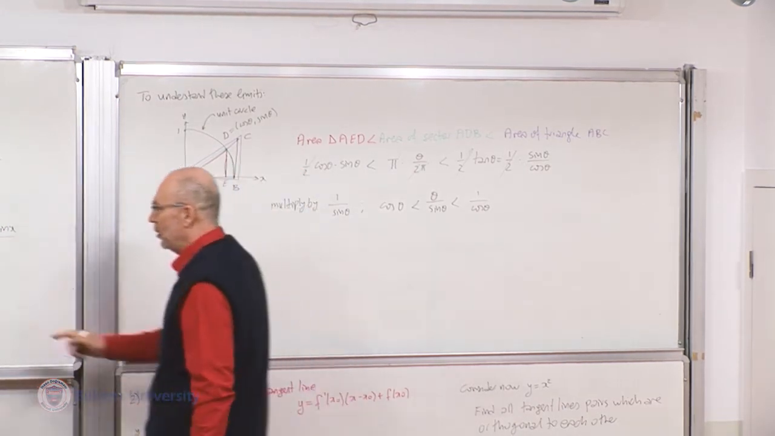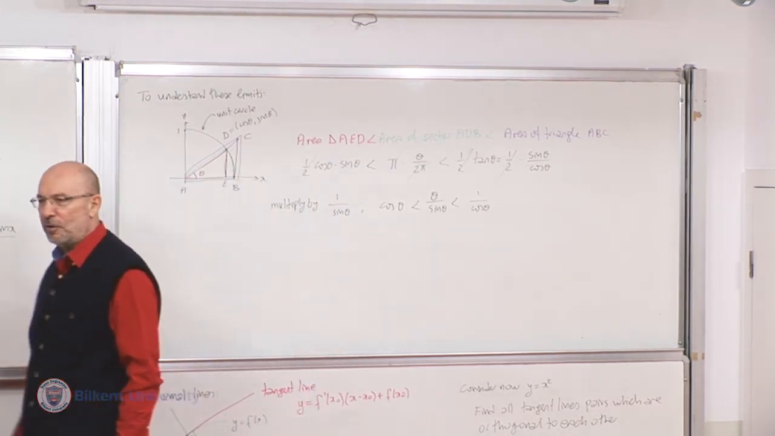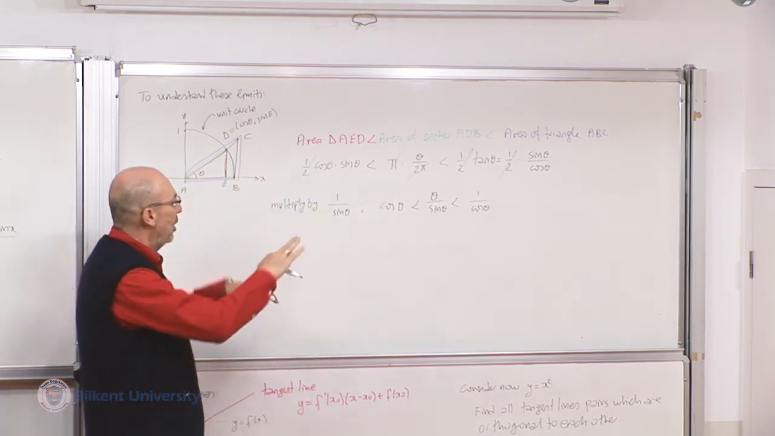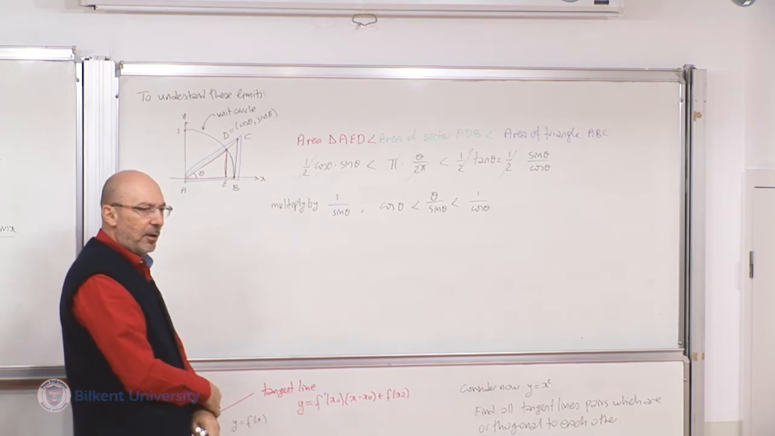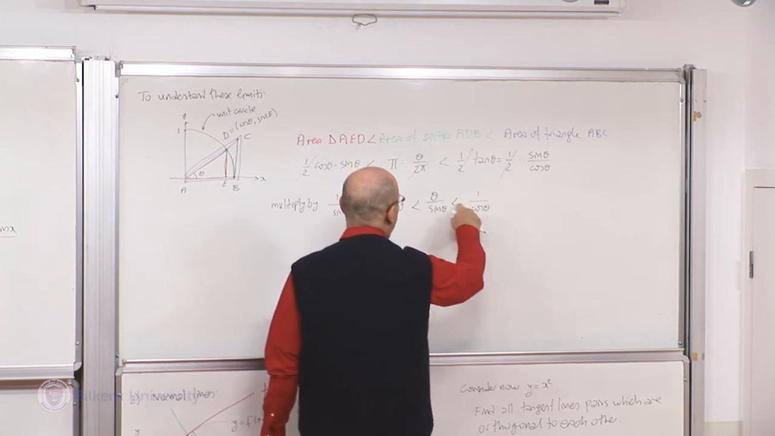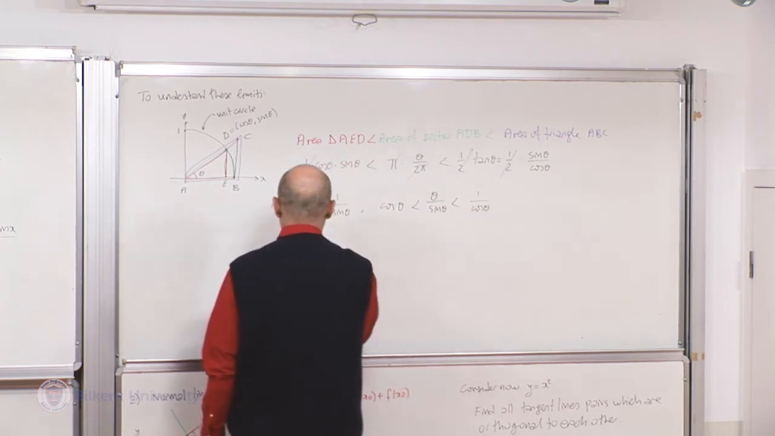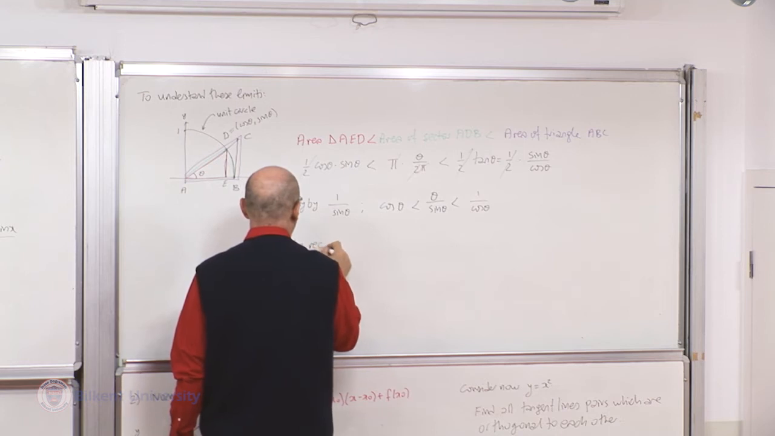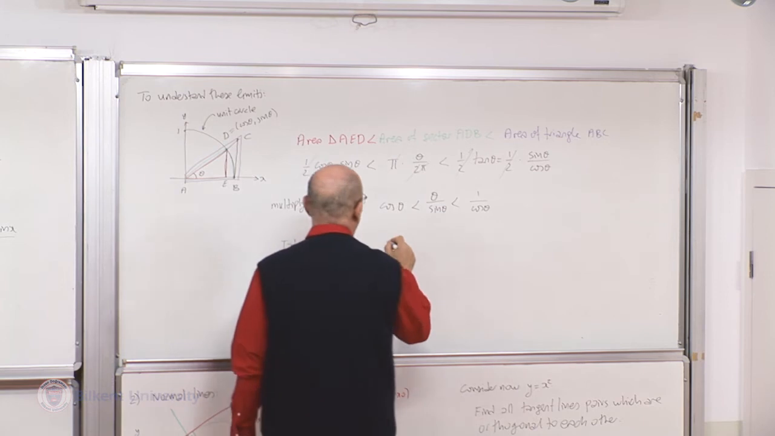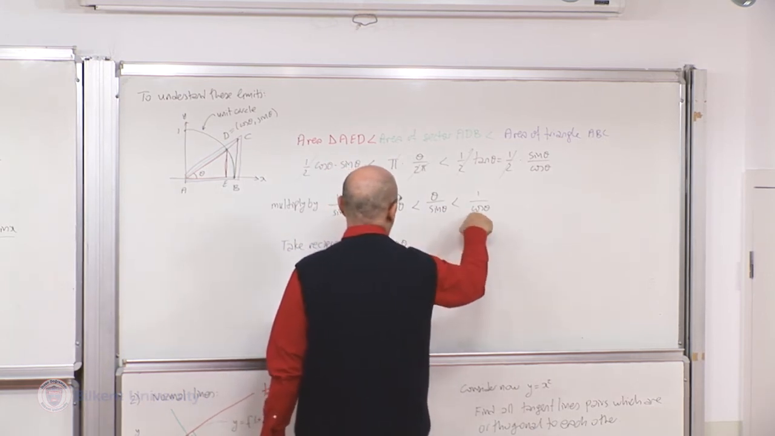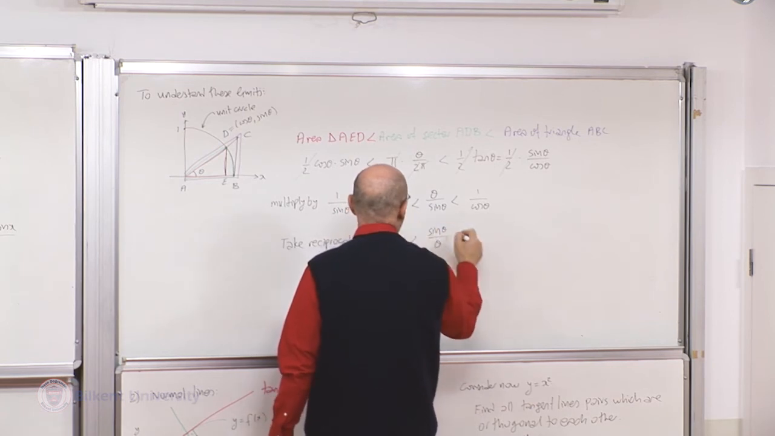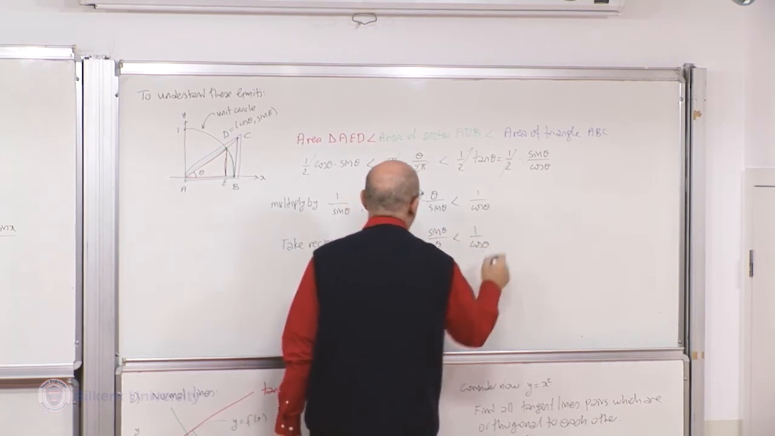I'm interested in this one, sine something over something. So let's take reciprocals of this. When you take reciprocals, the signs will be reversed. So I have cosine theta, the reciprocal of this, is less than sine theta over theta, and that's less than 1 over cosine theta.